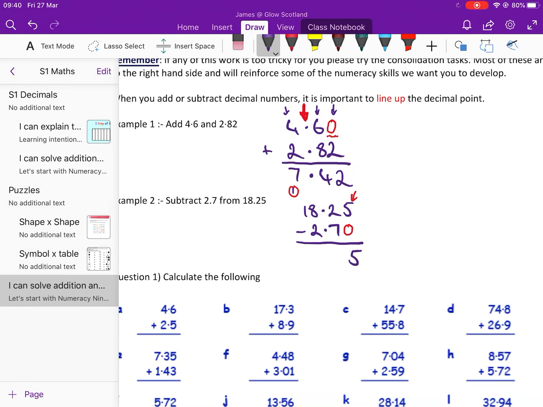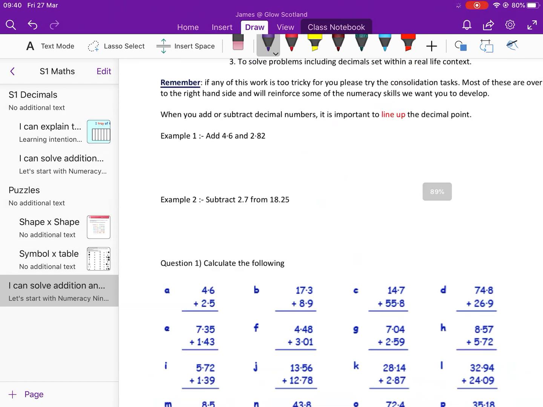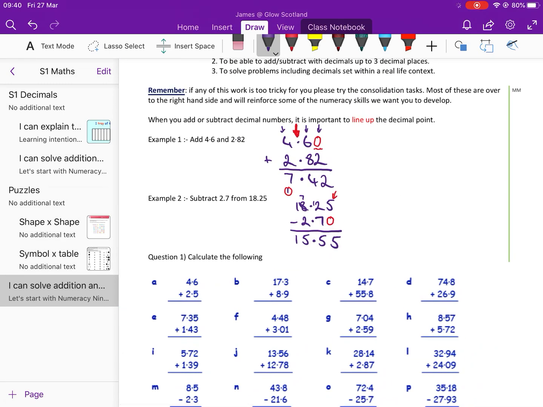Working my way along, I can't do 2 take away 7, so I'm going to need to come along and borrow, so I'm going to make that a 7, make this 12. 12 take away 7 is another 5. Stick my point in, 7 take away 2 is another 5. And then I've got this 1 here, so again that's like 1 take away nothing because there is nothing underneath, so I'm going to get 15.55. So that's essentially how we're going to do these calculations today.